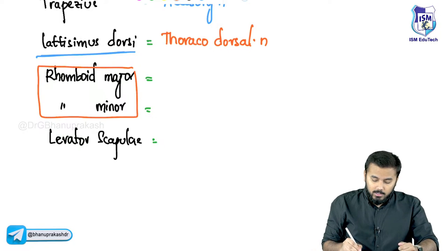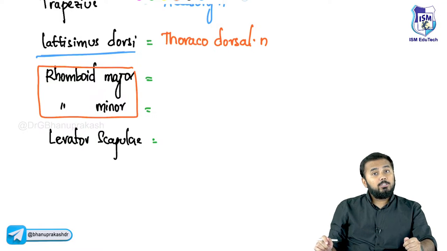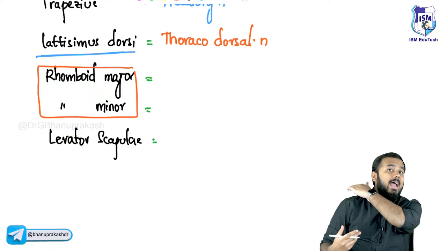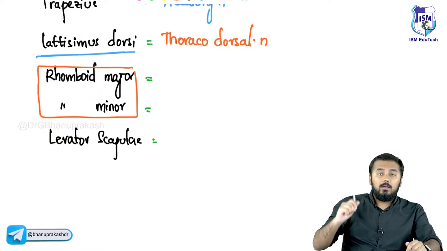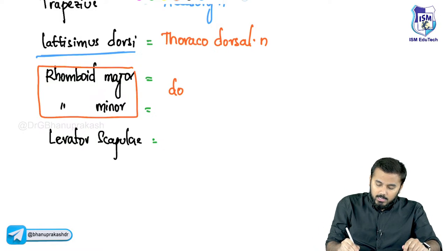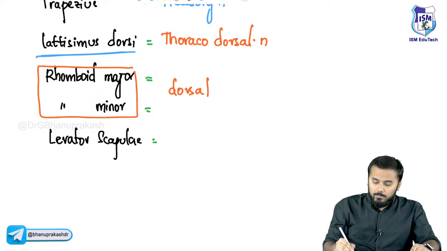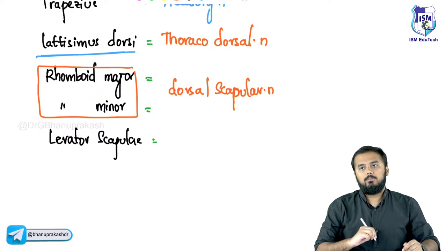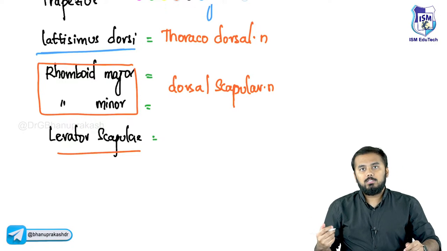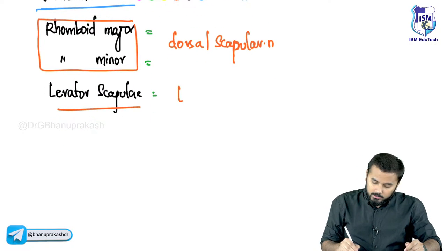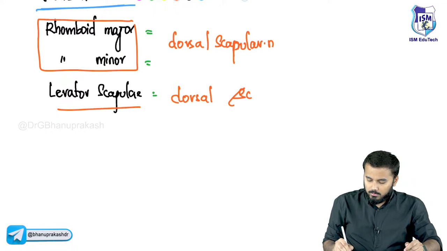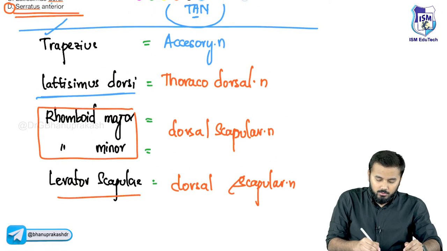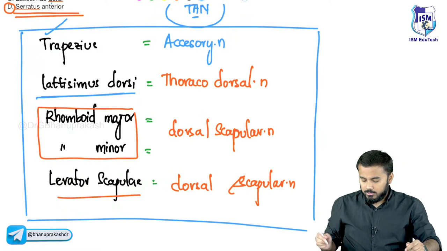Now, sir, where are rhomboid major and minor located? What is the nerve here? First of all, you tell me, where are rhomboid major and minor attached? They are attached to the scapula, onto the back of the scapula. Back is always dorsal. So dorsal, attached to the scapula: dorsal scapular nerve. Sir, levator scapulae is also attached to the dorsal side of the scapula. Yes, even that is also called the dorsal scapular nerve. So this is the nerve innervation which you need to know.